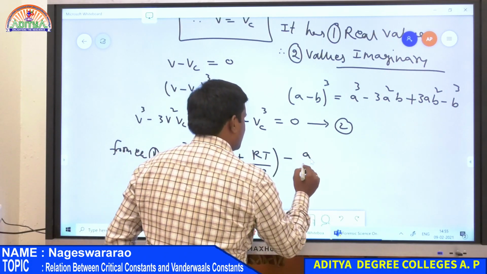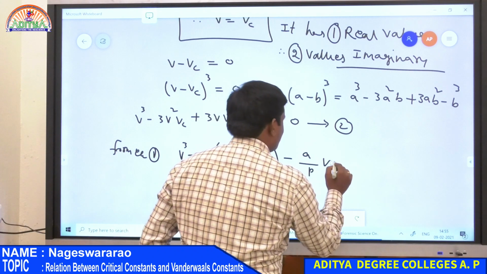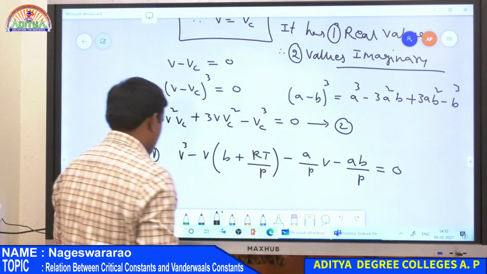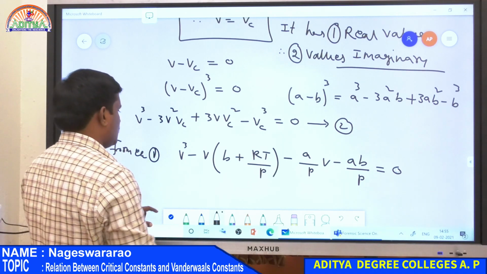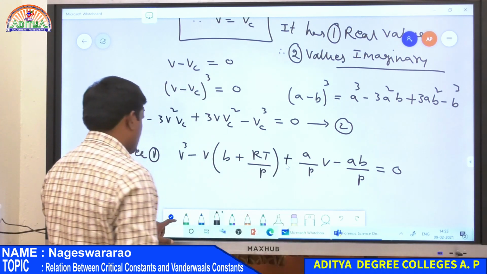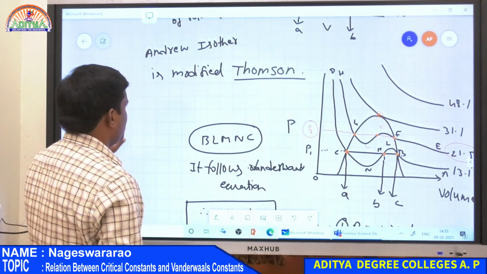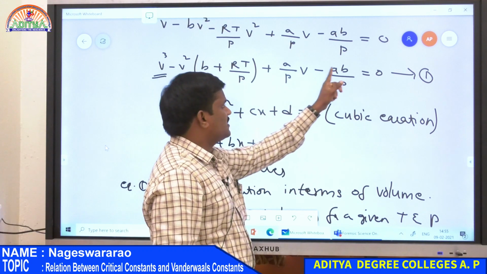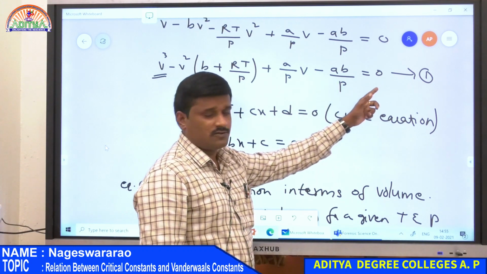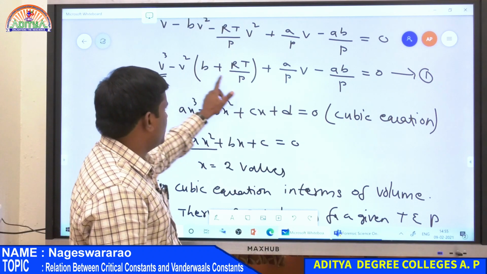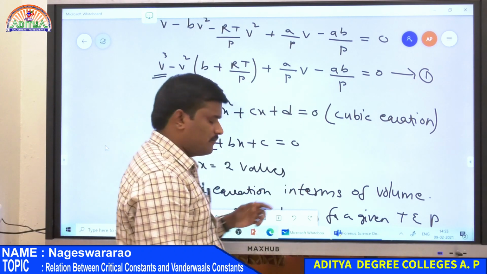Minus a by p into v minus ab by p is equal to 0. Look at the equation again. So, plus and minus a by p, minus ab by p is equal to 0. So, this is equation 1. Here we have v cube, v square, v and a constant term.